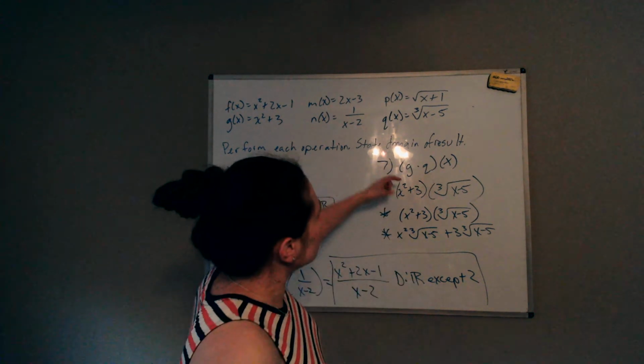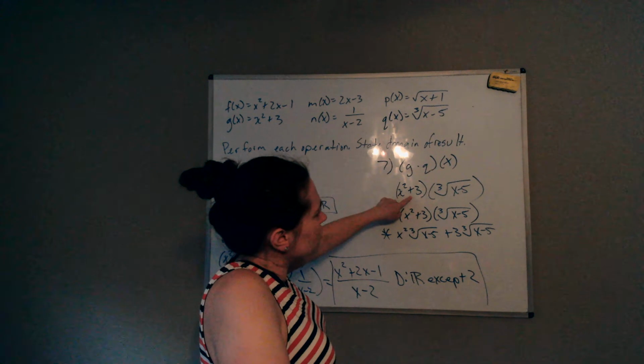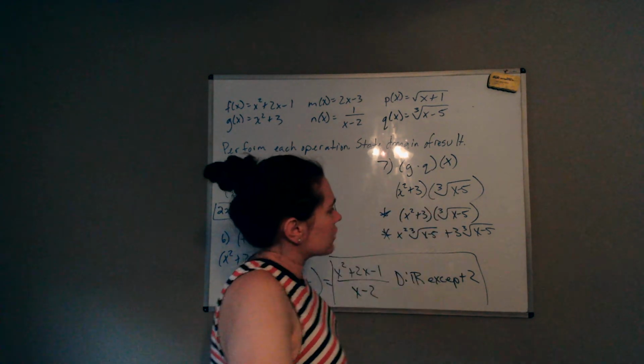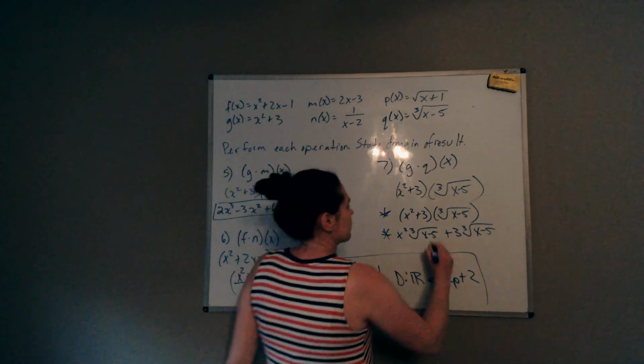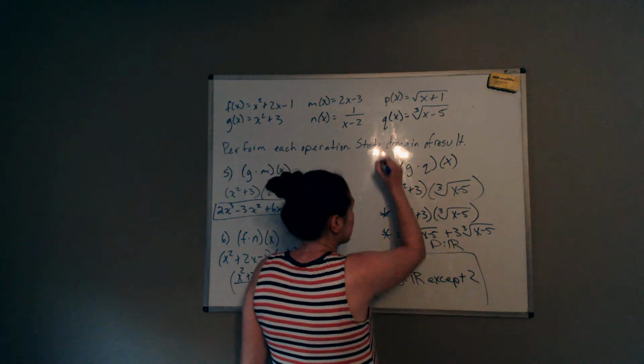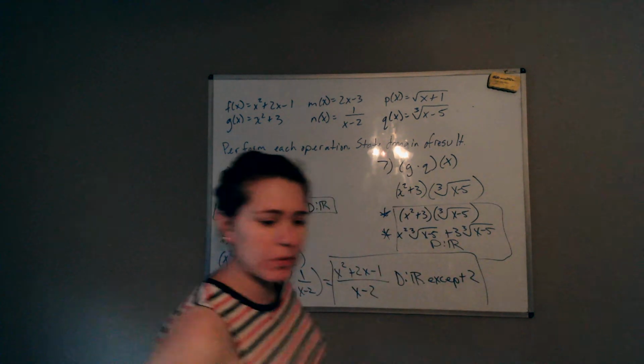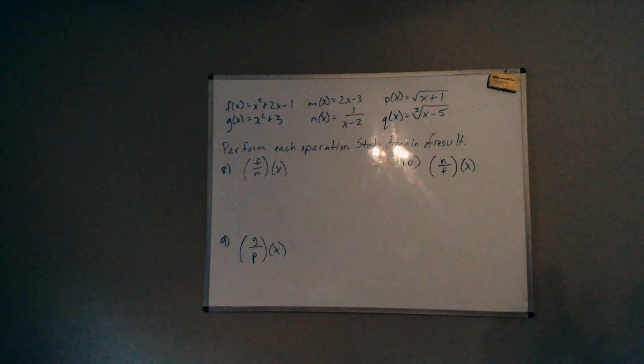Did g have any domain restrictions? No. Did q have any domain restrictions? No. Look at your product. You're not going to get any domain restrictions from it. Nothing new is popping up that would create that. Okay, so that's multiplying. So now let's do some dividing.